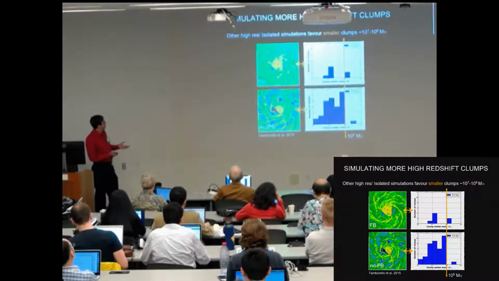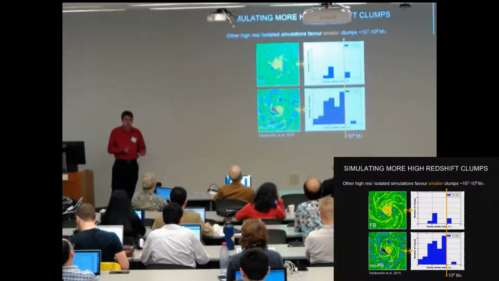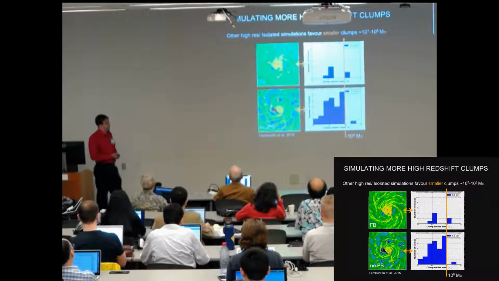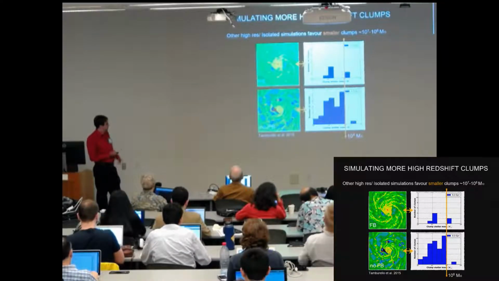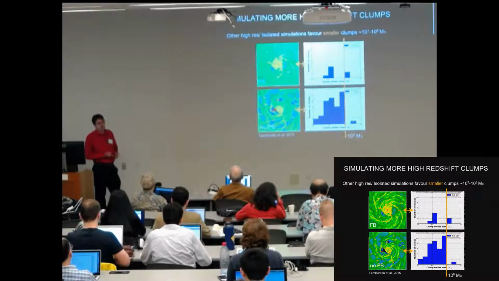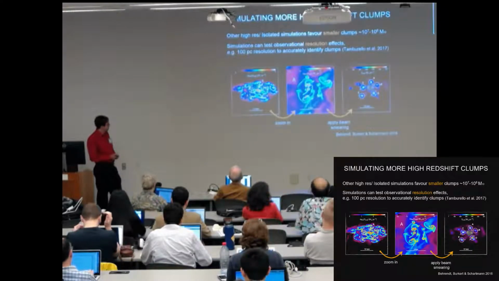However, there have also been other groups who've approached this with simulations using slightly different methods, and they've been arguing that, in fact, the clumps are smaller. Cacciato, for example, et al. have essentially put a ceiling on the clump masses of order 10 to the 8 solar masses. So there's a bit of a discrepancy here within the simulations.